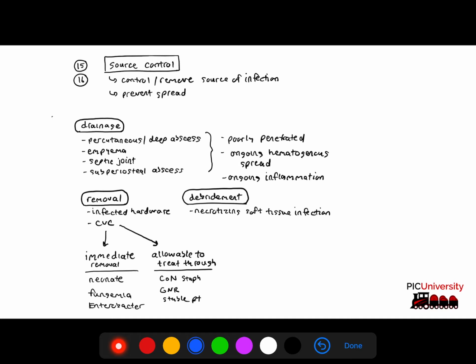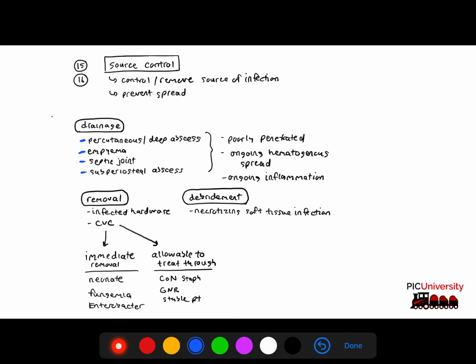Finally, in this part today, we'll be looking at source control. And so source control is essentially defined as the control or removal of the source of infection causing septic shock or organ dysfunction. And the reason for this is that source control is needed to prevent spread of the infection. So usually this takes place in the setting of drainage of a source of infection, either a percutaneous or deep abscess, a lung-associated empyema, perhaps a septic joint, or in the case of osteomyelitis, a subperiosteal abscess.